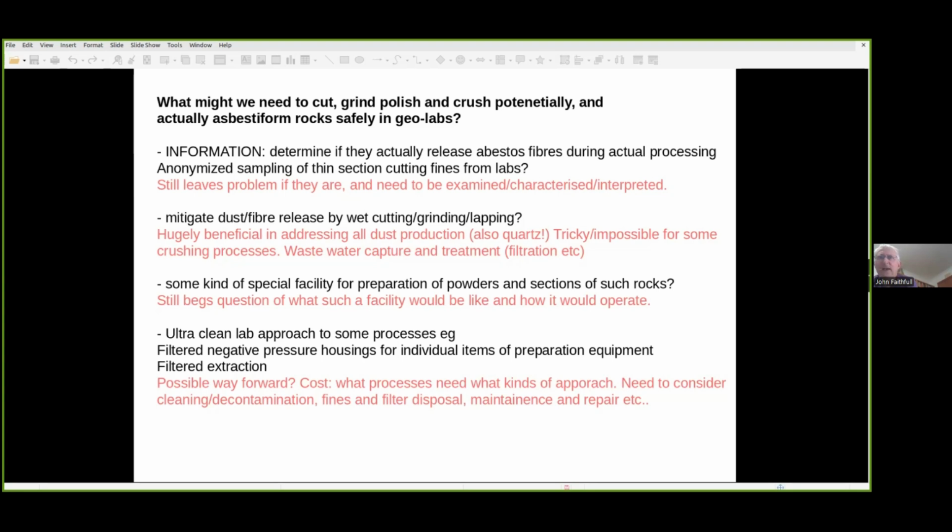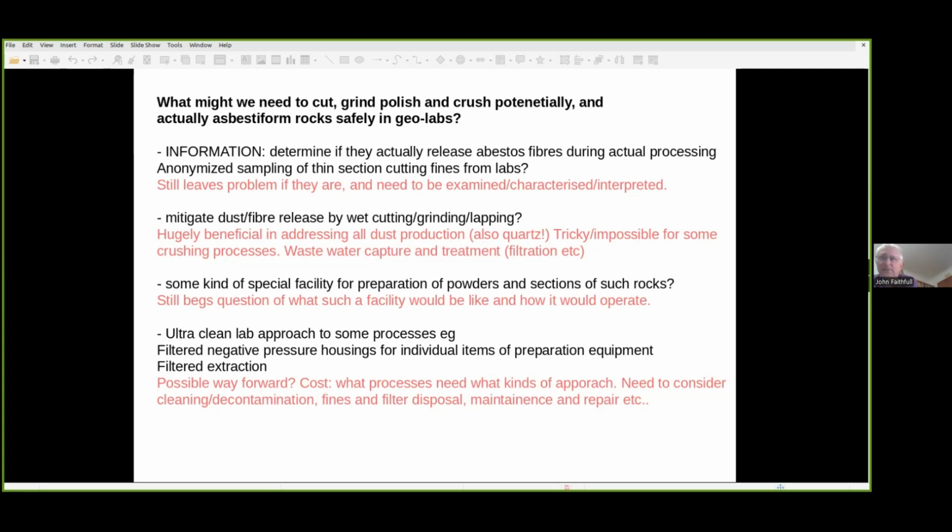The ultra clean lab approach, I think, is potentially the way forward. But how we identify what processes need what kinds of approach, and how you consider the cleaning and decontamination of equipment, the fines and filter disposal, and what happens if equipment needs to be maintained and repaired, etc. These are all issues.